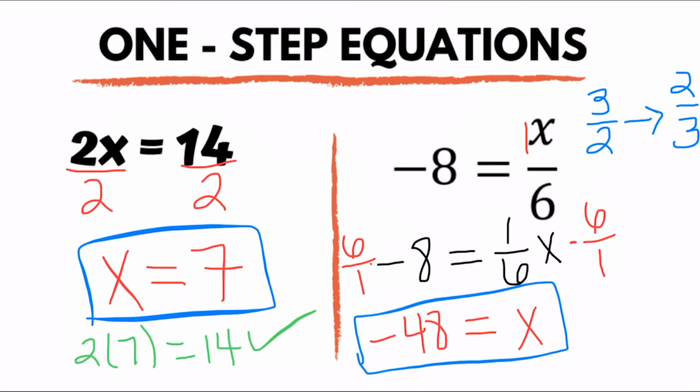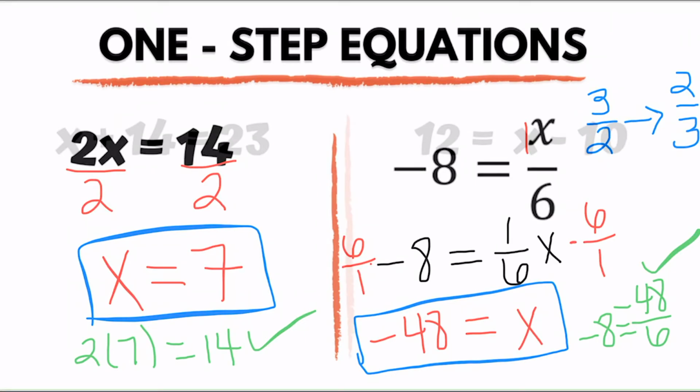Again, I can check this and plug it in for x. If I plug it in for x, I get negative 48 divided by 6, which is true because that's equal to negative 8. So I know that my solution is correct. You don't always have to check, but sometimes it helps to check.